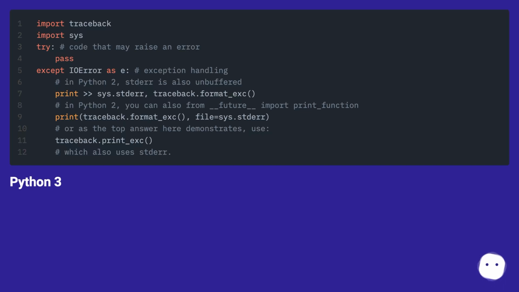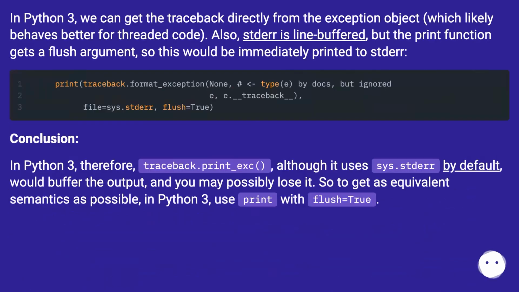Python 3. In Python 3, we can get the traceback directly from the exception object, which likely behaves better for threaded code. Also, stderr is line buffered, but the print function gets a flush argument, so this would be immediately printed to stderr.